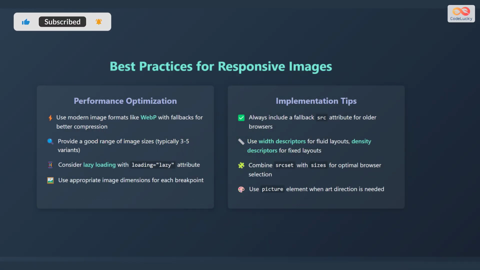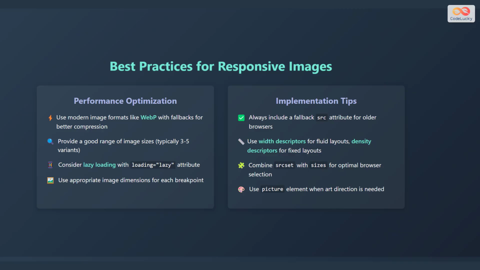Here are some best practices for optimizing responsive images. For performance optimization, use modern image formats like WebP with fallbacks for better compression. Provide a good range of image sizes, typically 3 to 5 variants. Consider lazy loading with the loading=lazy attribute, and use appropriate image dimensions for each breakpoint.